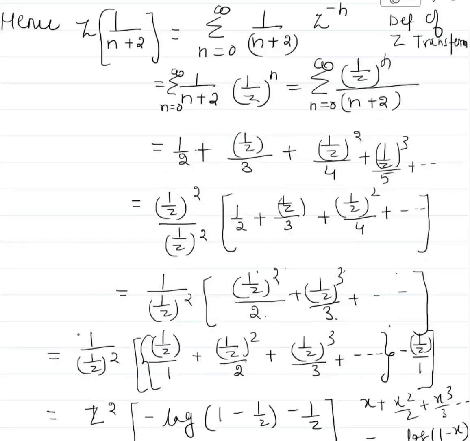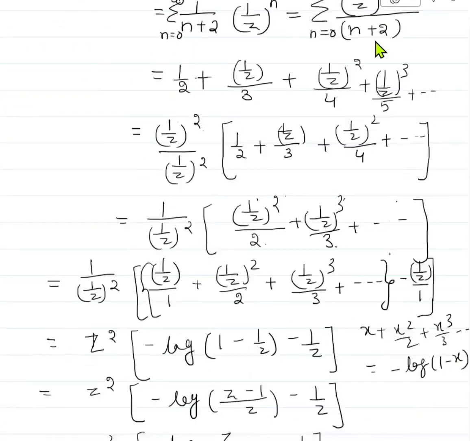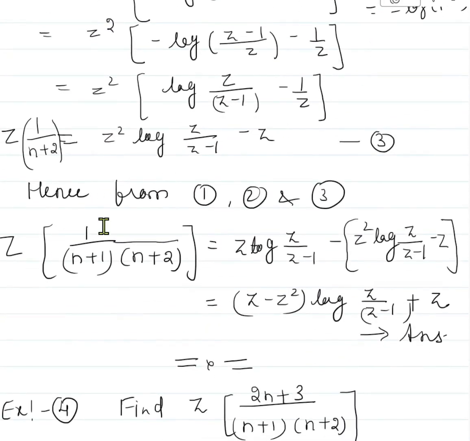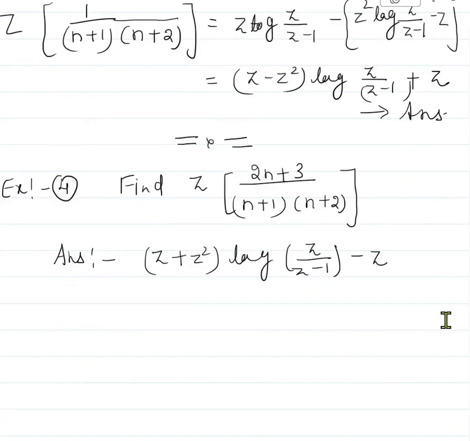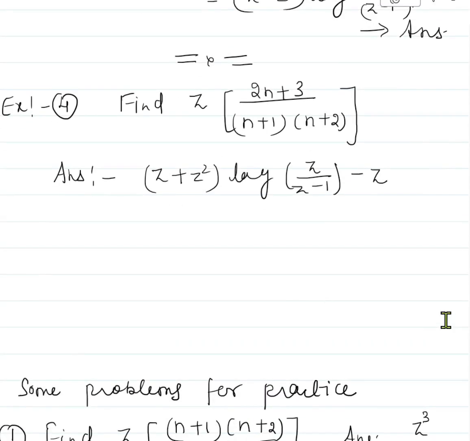Now put this value and the 1 upon n plus 1 value here in equation number 1. So from 1, 2 and 3, we will get the z transform of 1 upon (n plus 1)(n plus 2) equals the z transform of 1 upon n plus 1 minus the z transform of 1 upon n plus 2, which is this. Just putting it here, we get the final result. So in this way, by using partial fractions, we can find the z transform of any function which is in terms of partial fractions.